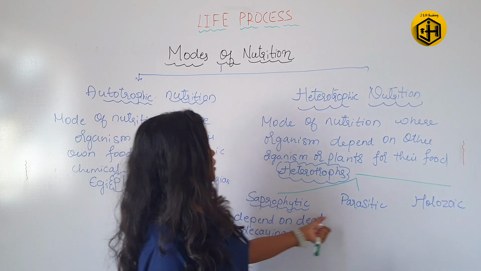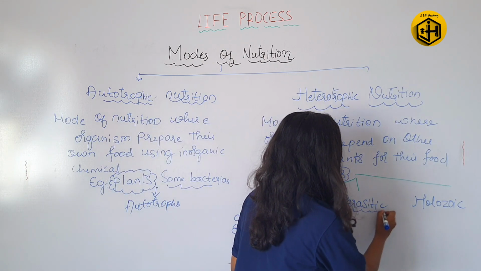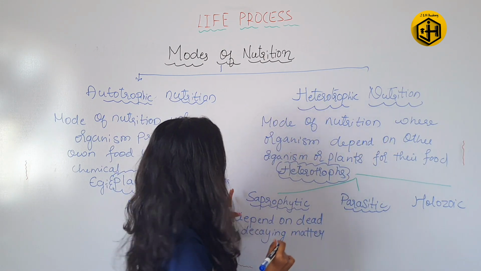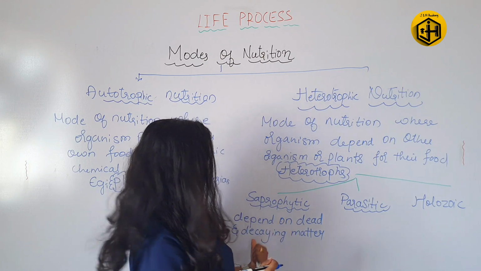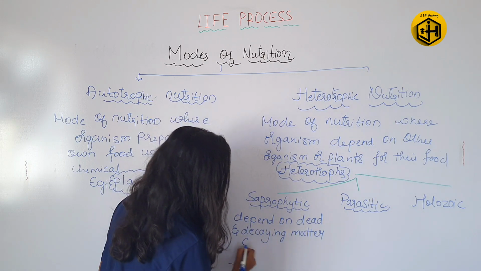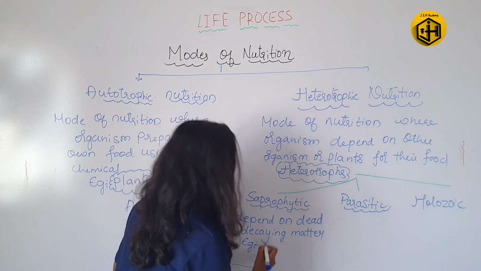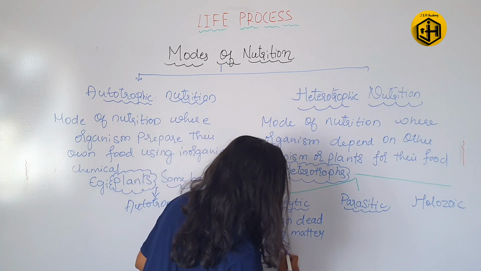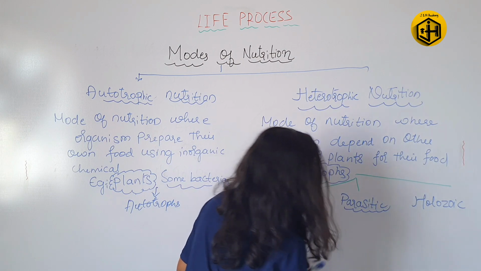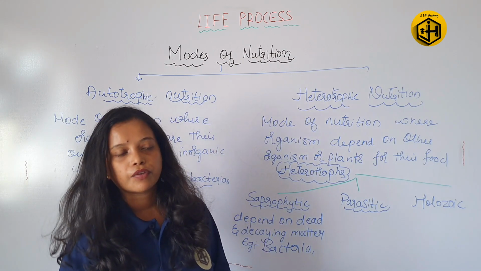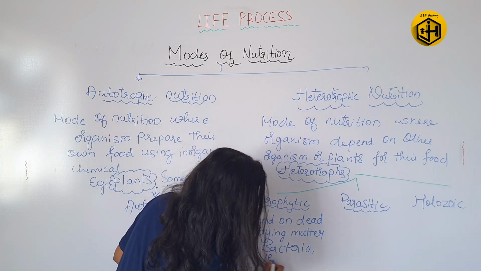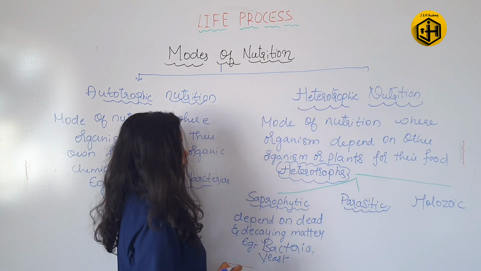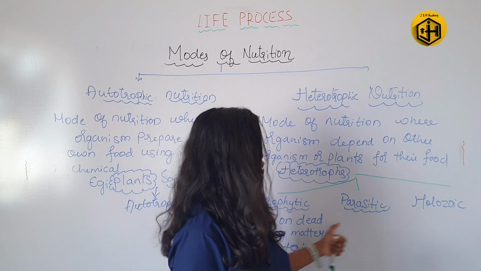Okay, so next is parasitic nutrition. Before that, what example can we give for saprophytic nutrition? Examples for saprophytic nutrition are bacteria and also fungi like yeast you can write. So fungi, mainly yeast. Okay. So saprophytic nutrition is over.